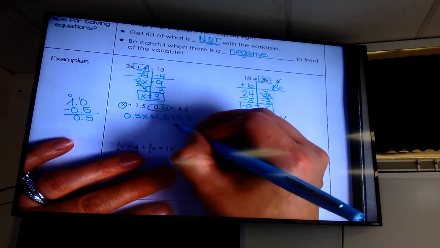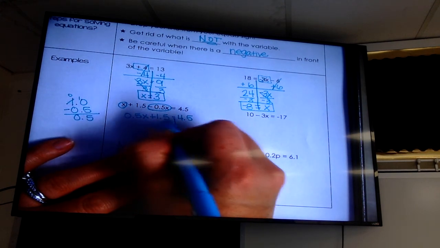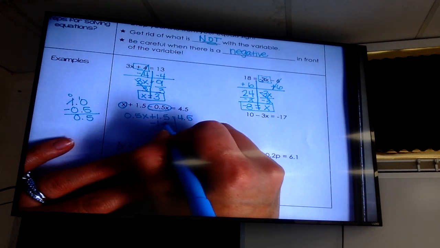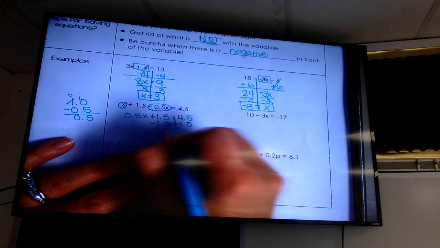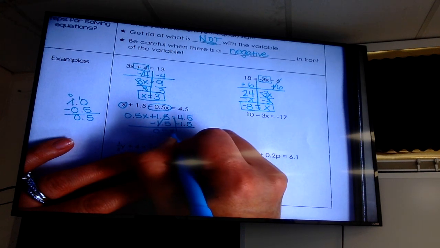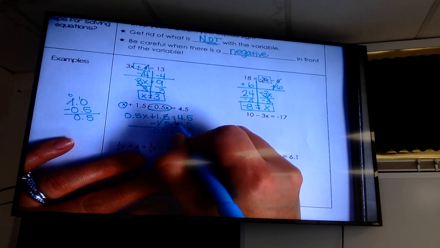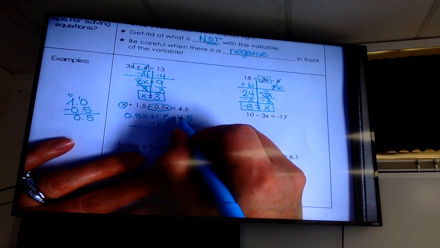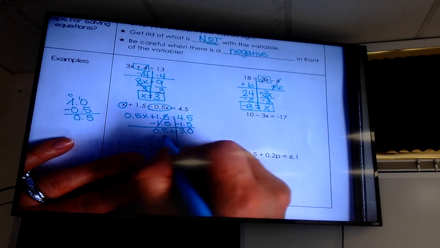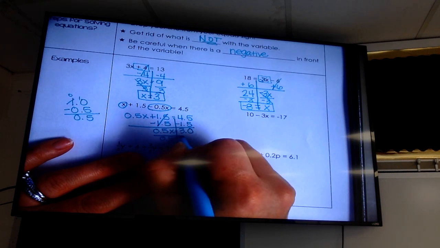Right, so I did my combine like terms. I'm going to drop my line from the equal sign. Here's my variable, so I know I need to deal with this part first. So I see a plus 1.5 or a positive 1.5, which means I need to subtract 1.5 or do a negative 1.5. Right, I'm left with 0.5x on this side. And over here, my signs are different, so I'm going to subtract and keep the sign of the larger number. 4.5 is bigger than 1.5, so it's going to be a positive 3. All right, my last thing I need to do is get the variable by itself. So they're being multiplied right now, and I know the opposite of multiplication is division.